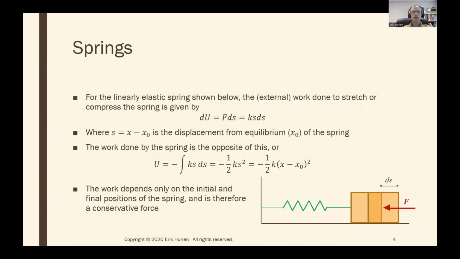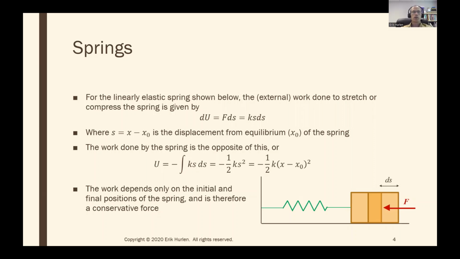Similarly, the force needed to compress or extend a spring is also a conservative force. The amount of work done during this spring displacement is given by 1/2 times the spring constant k times the overall displacement from equilibrium, x minus x0, squared. Notice the negative sign in this equation. It's a very subtle distinction. It really depends on whether the energy is coming in or out of the system.